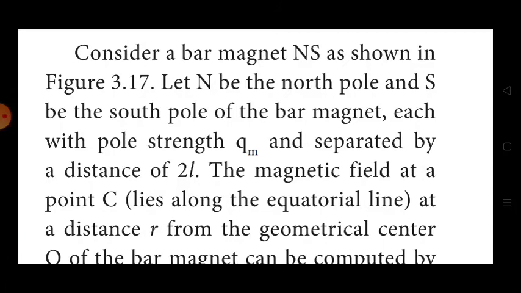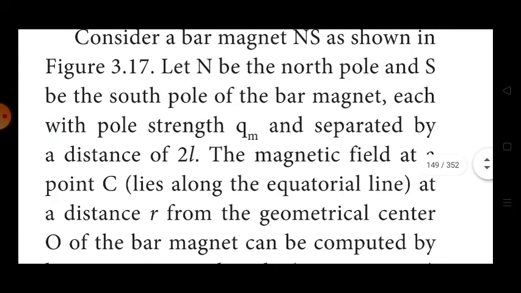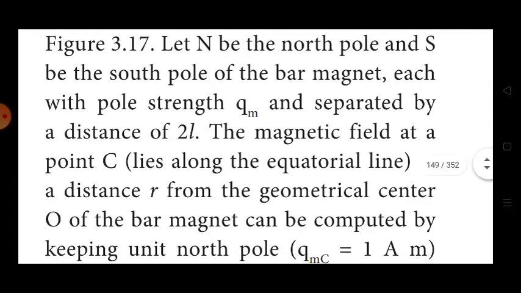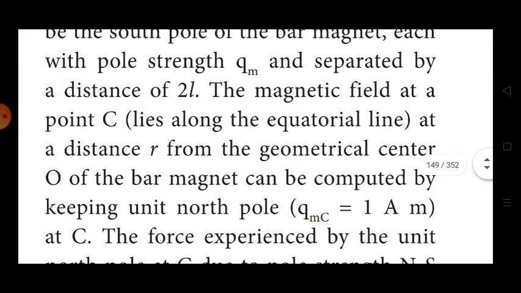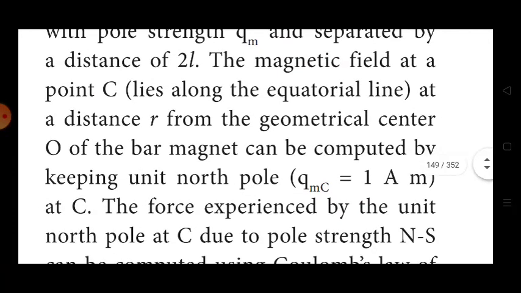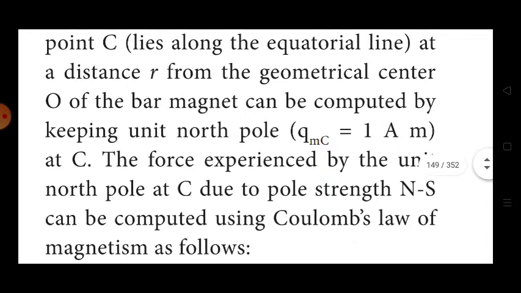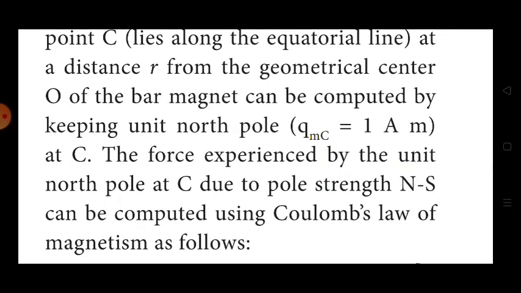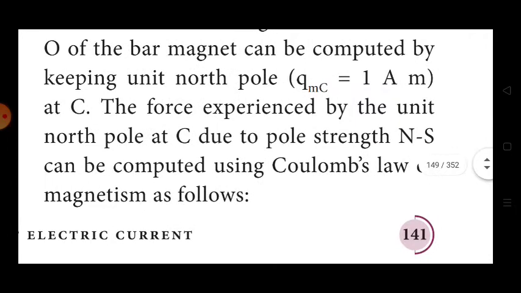Let N be the north pole and S be the south pole of the bar magnet, each with pole strength Qm and separated by a distance of 2L. The magnetic field at a point C lying along the equator line at a distance r from the geometrical center O of the bar magnet can be computed by keeping a unit north pole, 1 ampere meter, at C. The force experienced by the unit north pole at C due to the north and south poles can be computed using Coulomb's law of magnetism as follows.